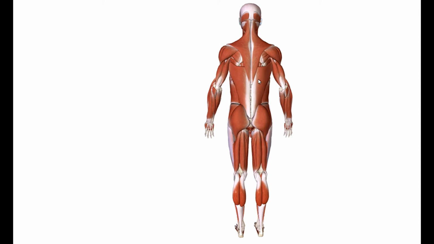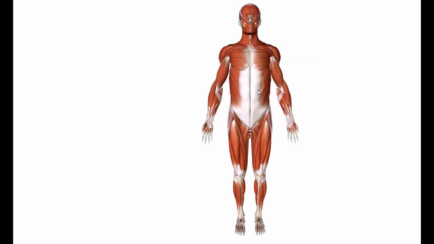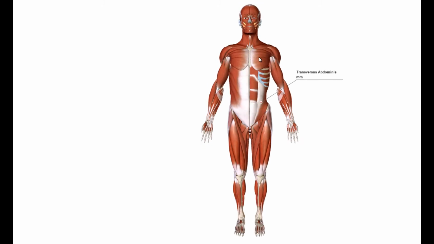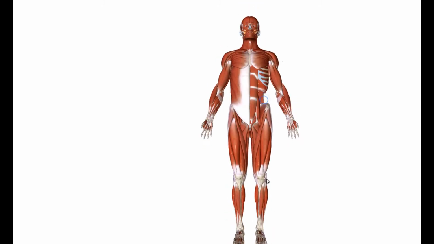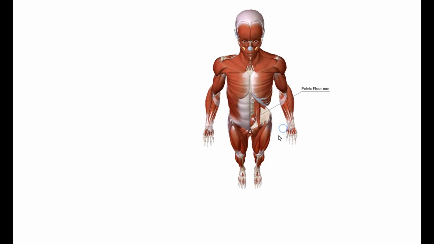Inner unit consists of multifidus muscle group, transversus abdominis muscle from anterior lateral aspect, diaphragm from superior aspect, and pelvic floor muscles from inferior aspect.